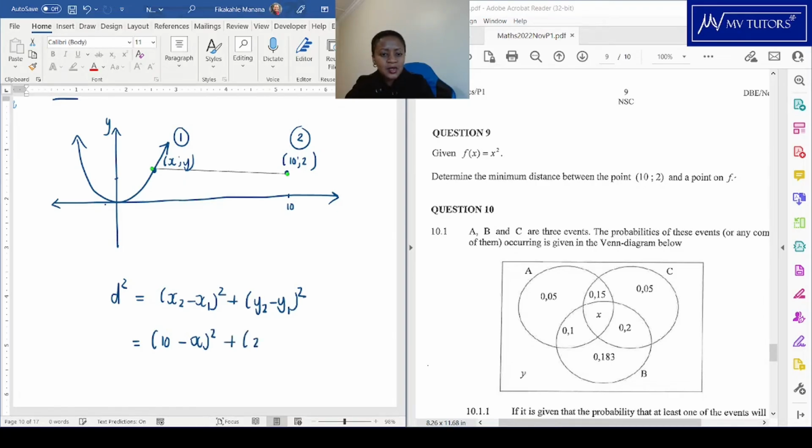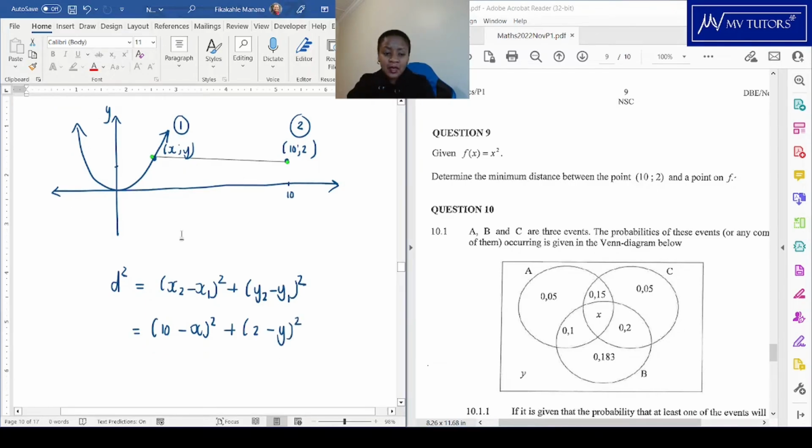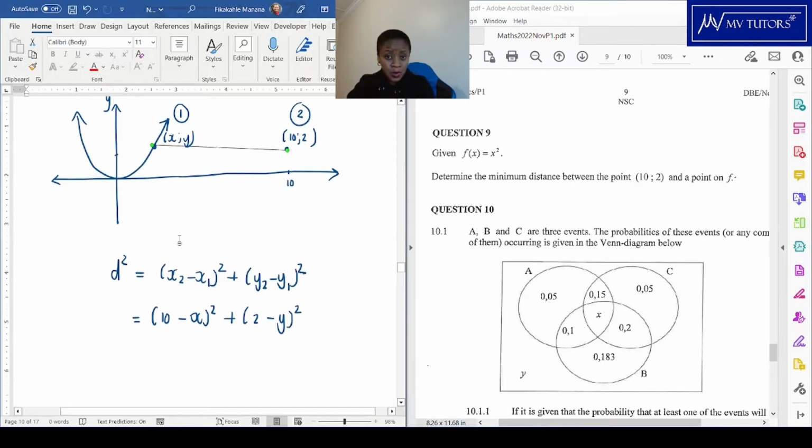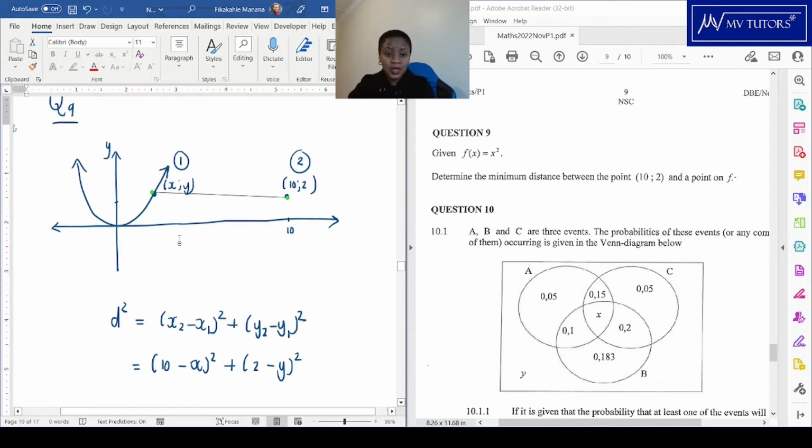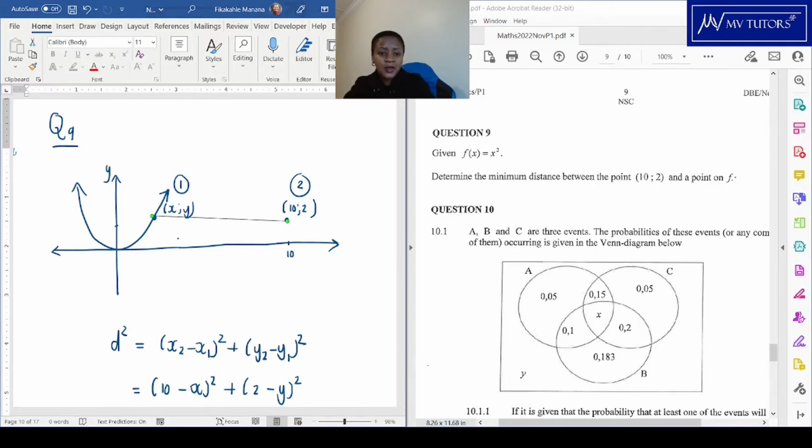y2 is 2, y1 is y. But here's the thing, I have one equation and I have 2 unknowns. So I need another equation so that I can just have one unknown. And for me here, because I know that y is equal to x squared, if x is x, then y is just going to be x squared.